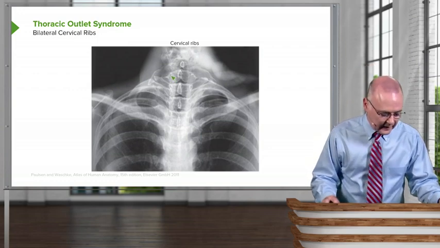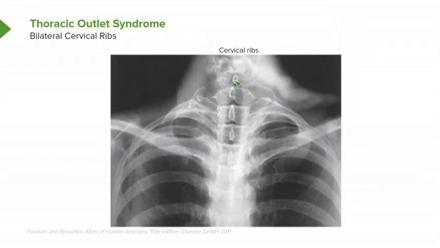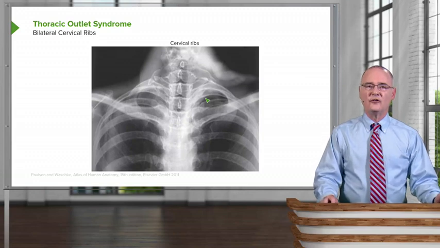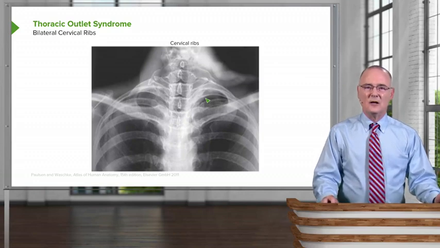So if we take a look, here is C7 right in through here, and here you can see a cervical rib, and here is the lateralmost point of that cervical rib. And you can see the opposite cervical rib bending around right in this particular area. So again, these have the potential to compress thoracic outlet components.